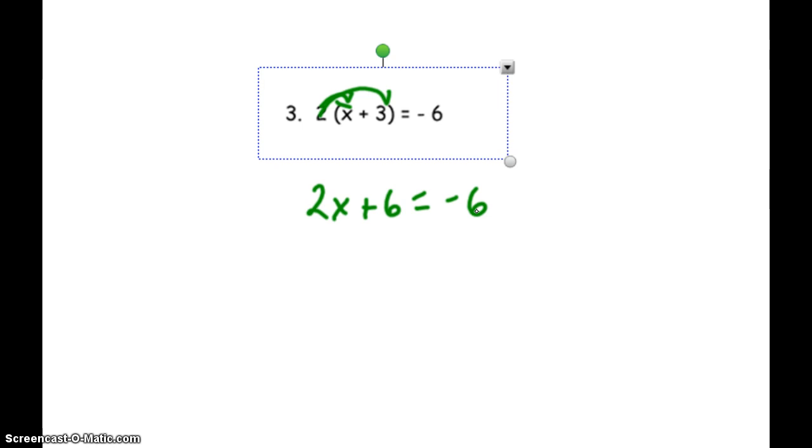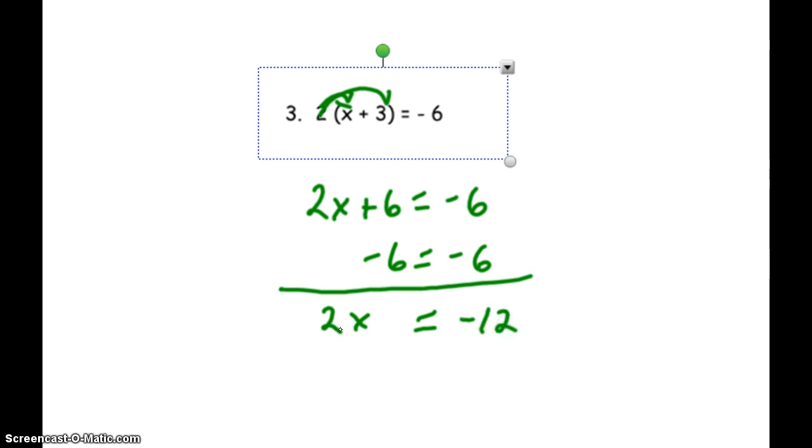Again, we apply the order of operations in reverse. So instead of dividing or multiplying, we're going to add or subtract. So we're going to subtract 6 from both sides. Now we're left with 2x, and negative 6 minus 6 is negative 12. Then we're going to divide by 2 on both sides, and then x will equal negative 6.